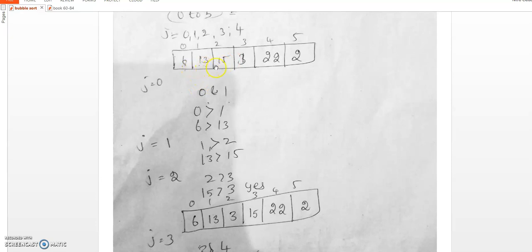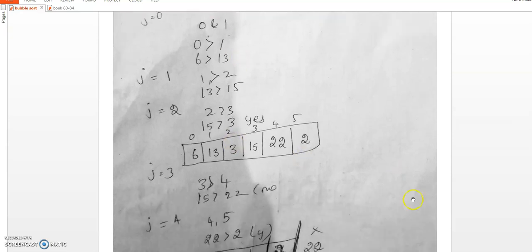So 13 and 15 are compared. Here it contains only the smaller value first, so we won't swap it. And when j equals 2, 2 and 3 will be compared. So 15 and 3 will be compared. 15 is greater than 3, so we have to do the swap. After swapping, the output is like this, 3 15. Then when j equals 3, 3 and 4 will be compared. 3 and 4 are already arranged, so we will leave it as such.